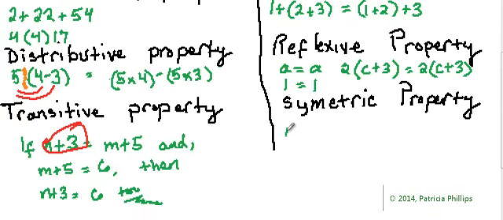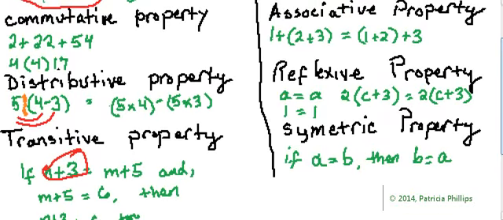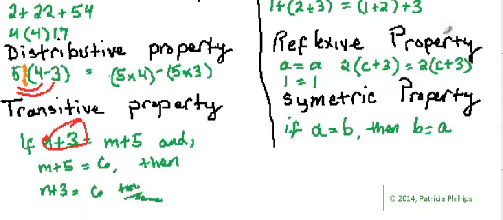So let's do this. If A equals B, then B equals A. It's kind of like the reflexive property. The reflexive property was A equals A. And this is if A equals B, then B equals A.